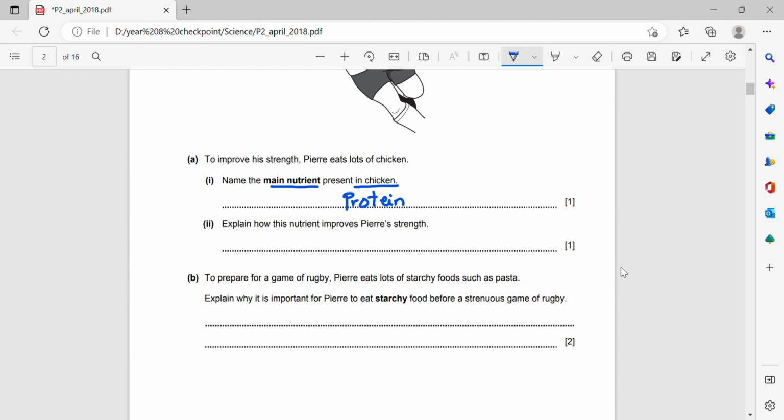Explain how this nutrient improves Pierre's strength. The protein is important for what? It's important to strengthen the muscles, since the muscles are made of proteins. The answer is it strengthens the muscles. In between brackets, you can write muscle is made of protein.